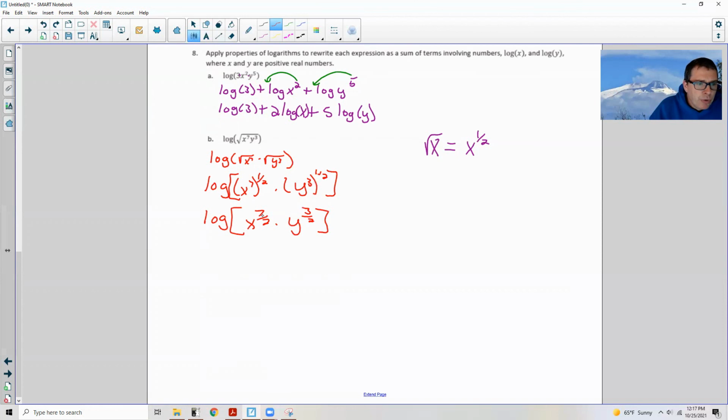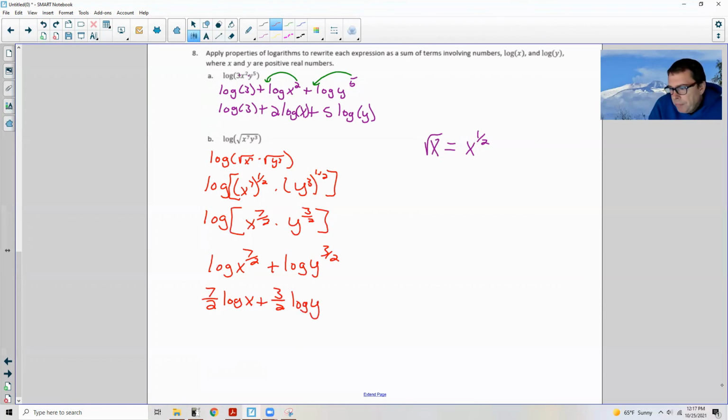And now I'm going to do the rule where we bring them out in front and add. So this is going to be, well, let's add first. The log of x to the 7/2 plus the log of y to the 3/2. I'm just showing all my work here. And then I'm going to move the exponent out in front. So this is going to become finally 7/2 the log of x plus 3/2 log y. Okay, and that's b.